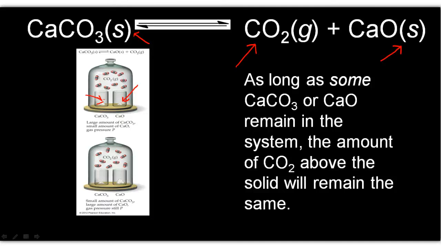You're going to have the exact same concentration of carbon dioxide. So if we wanted to say, well, what happens if I put a lot more calcium oxide into this equation? Nothing. As long as I have some, doesn't matter little or a lot, it's going to be the same concentration of carbon dioxide.